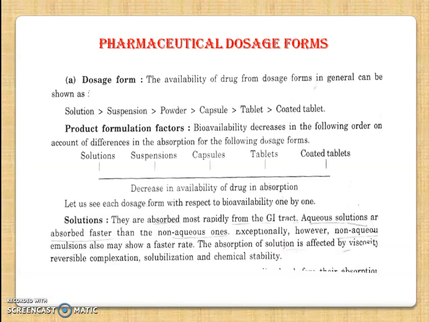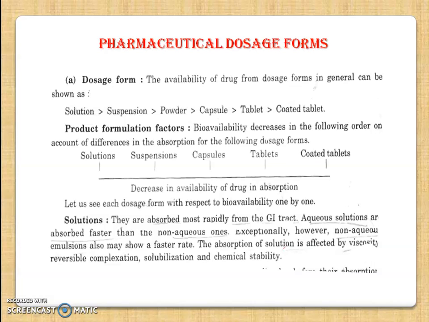Arrange in decreasing order of absorption the following dosage forms. So how does bioavailability decrease? From solution to coated tablet. Solution is highest, then suspension, then capsule, then tablet, and then coated tablets. First, solutions are absorbed most rapidly from the GI tract.